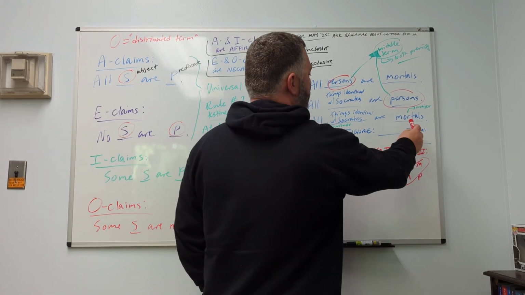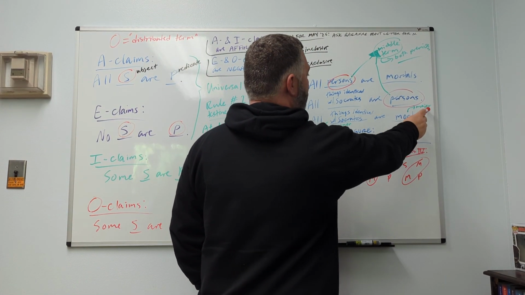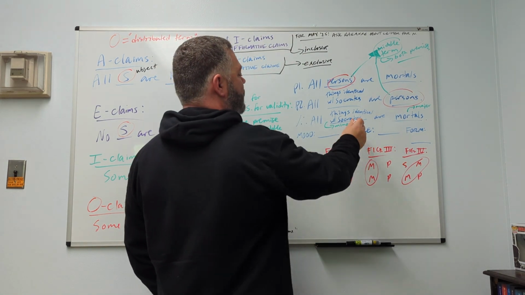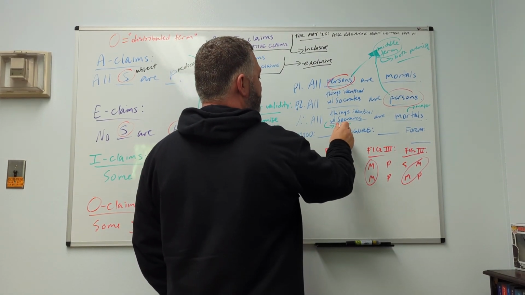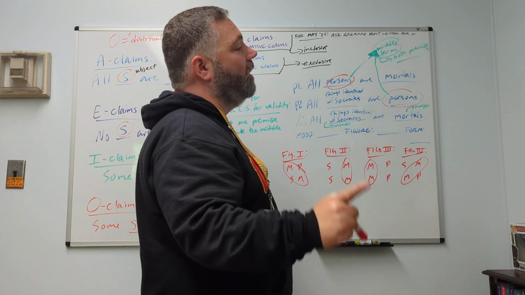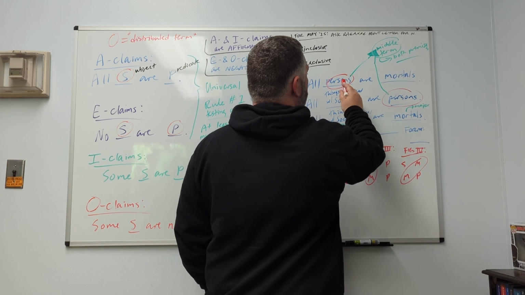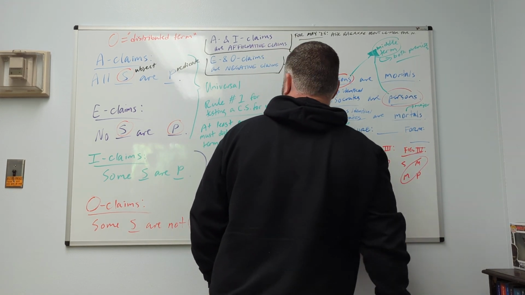The term that appears as the predicate term of your conclusion is the major term. The term that appears as the subject term of your conclusion is the minor term. You don't have to worry about the minor and major terms, but what is extremely important is knowing how to find the middle term. It's the one, again, that appears in both premises.